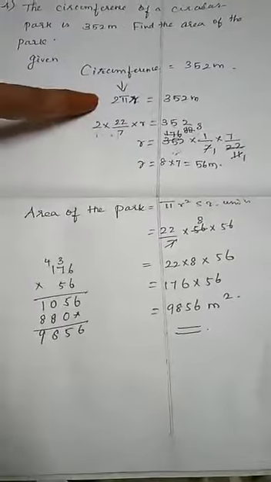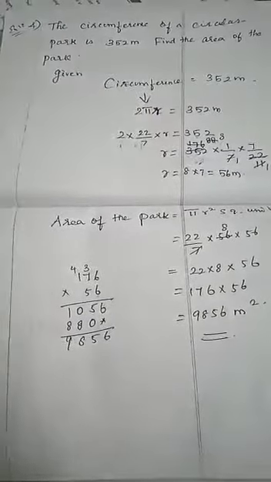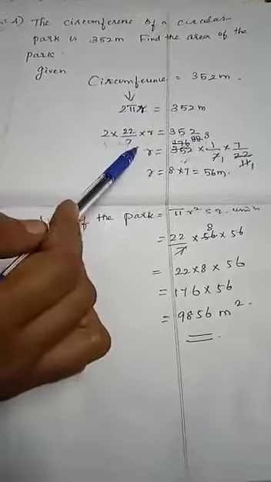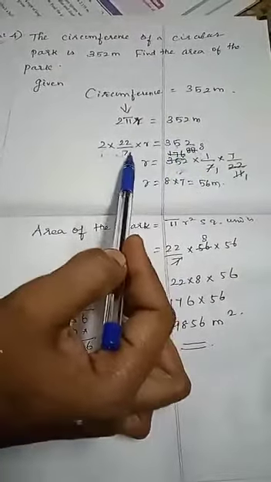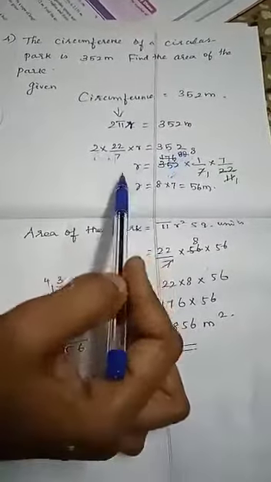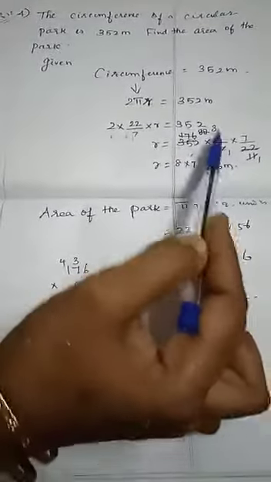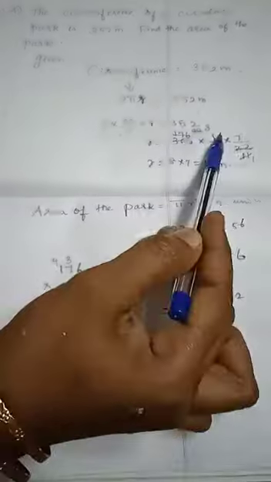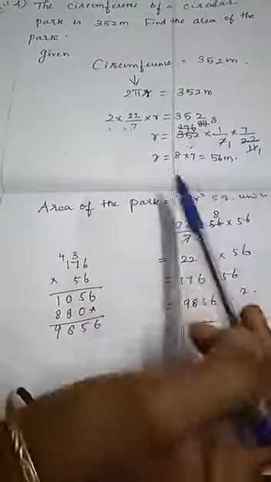So for the circumference we apply the formula 2 pi r. 2 pi r is equal to 352. The value of pi is 22 divided by 7. So r is equal to 352, and what is on this side goes to the other side as 1 by 2, and 22 divided by 7 becomes 7 by 22.